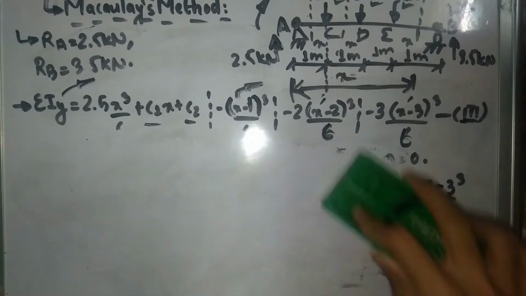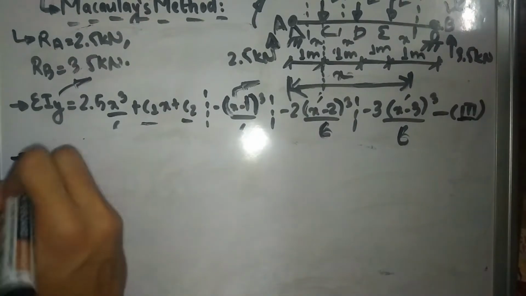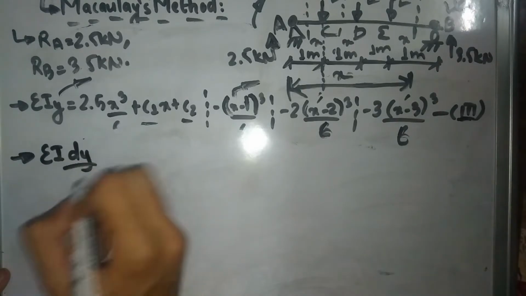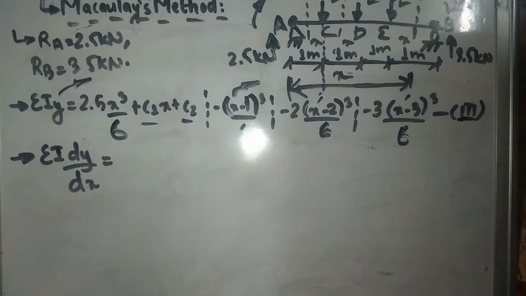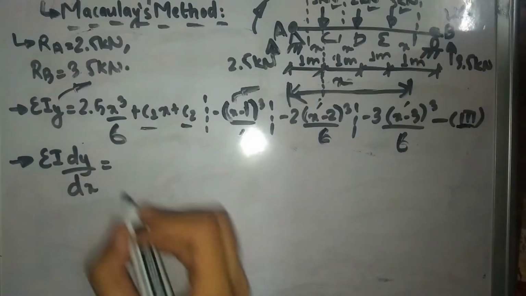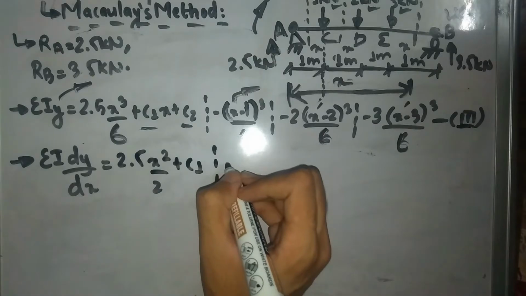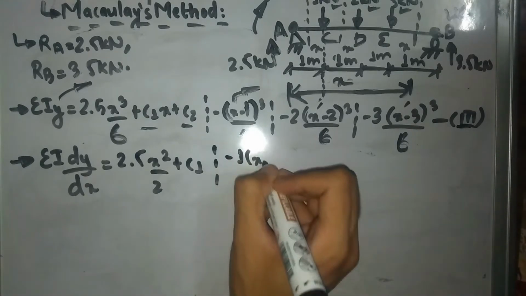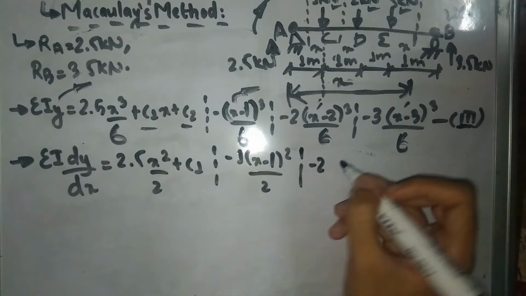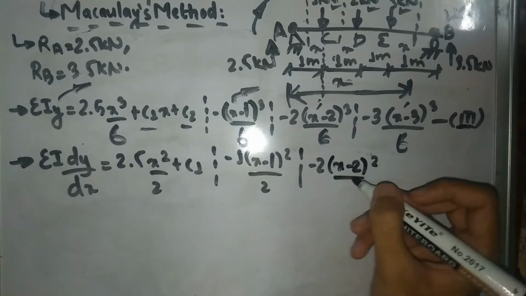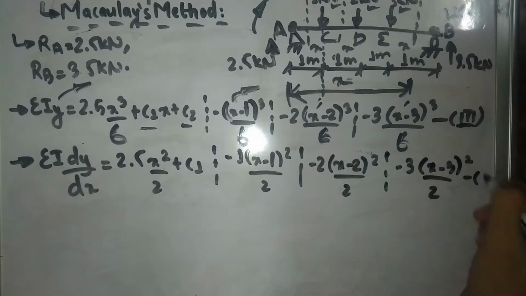So we're going to substitute our values of c1 and c2 in our previous equations. Let me show you my previous equations. This is my slope equation, 2.5 x cube divided by 6, while previously I had found my deflection equation as 2.5 x square by 2 plus c1, plus c1 (x minus 1) whole square by 2, minus 2 (x minus 2) whole square by 2, minus 3 (x minus 3) whole square divided by 2. So this was my previous equation 2.